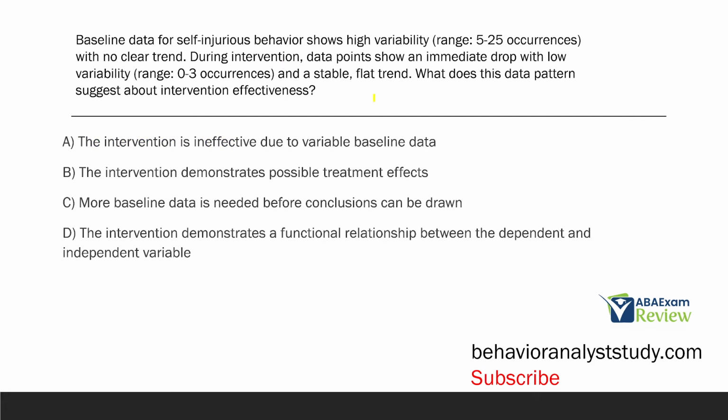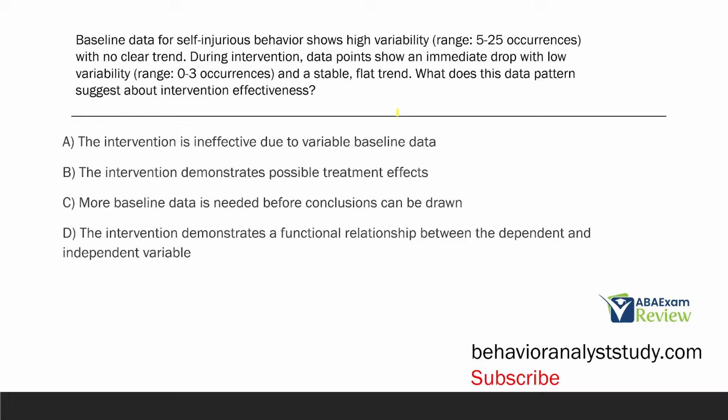Baseline data for self-injurious behavior shows high variability between 5 and 25 occurrences with no clear trend. During intervention, data points show an immediate drop with low variability, 0 to 3 occurrences, and a stable flat trend. What does this data pattern suggest about intervention effectiveness?